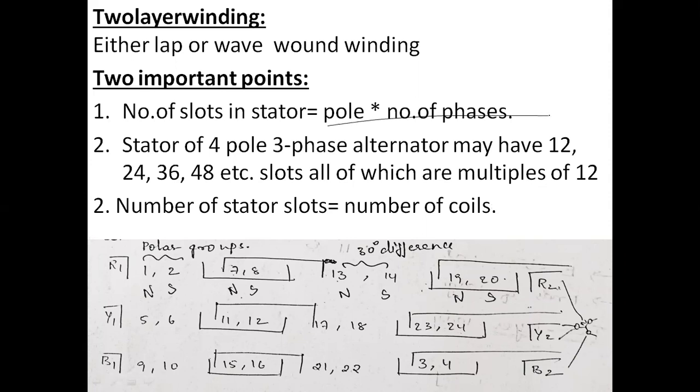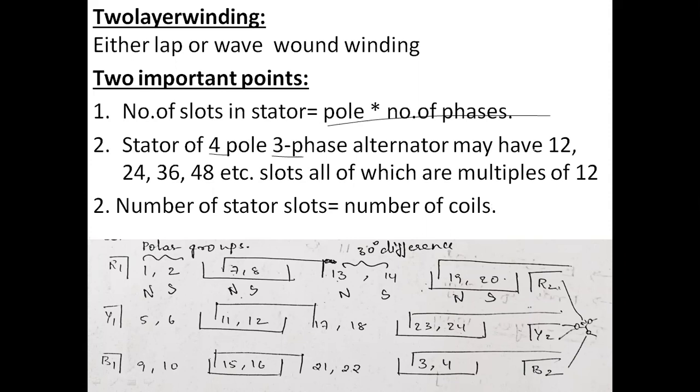Pole into number of phases. Okay, so suppose I am taking an example of a stator having 4 poles and 3 phases of an alternator. It may have a number of slots multiplied with the pole. That means it is having 4 poles, 3 phases.